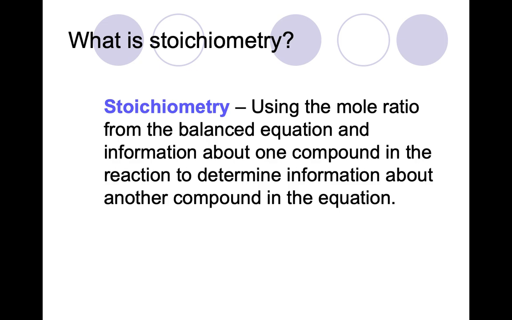So why did we look at that formula? In stoichiometry, we use a complete formula, and from that complete formula, we use something known as the mole ratio from a balanced equation. In this case, we are using information about a known molecule in the formula to determine the information of another unknown molecule in the equation.